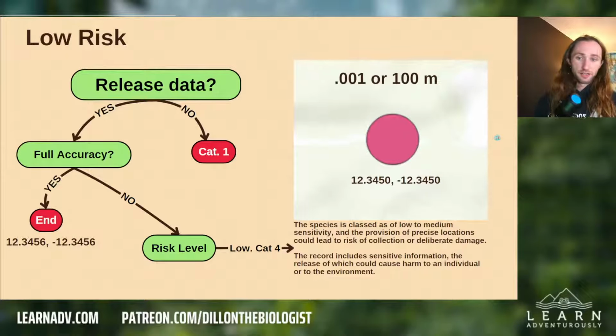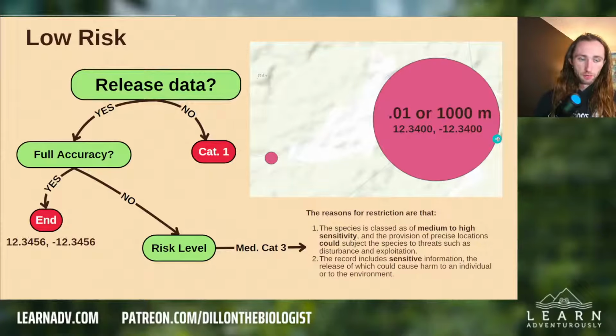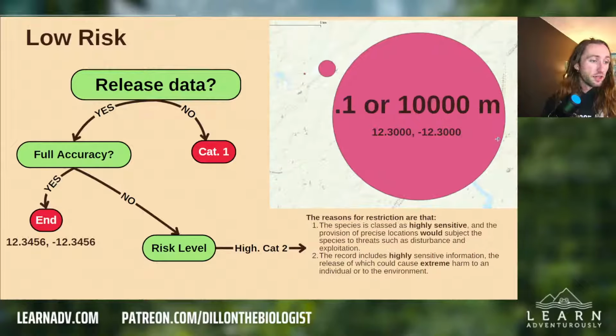So let's say we determine it's a medium risk. Cool. What we'll do is we'll just take off another number, okay? And so instead of 1, 2, 3, 4, 5, we'll do 1, 2, 3, 4, 0, 0. So this will create an accuracy of around 1,000 meters, a kilometer. So these are ones that are medium to high sensitivity. It could subject the species to threats. The records could include sensitive information, which could cause harm to an individual or the environment. So this is that medium risk. And then, of course, that last one is just by truncating one more. So now instead of 12.345, it's now just 12.3, and this will create around a 10 kilometer accuracy, so 0.1.